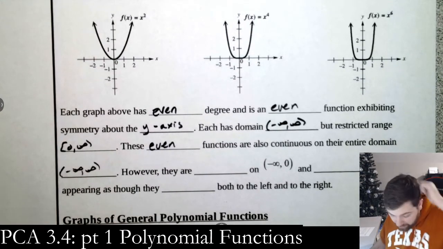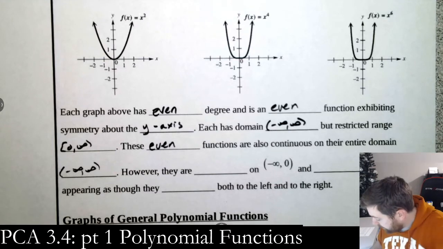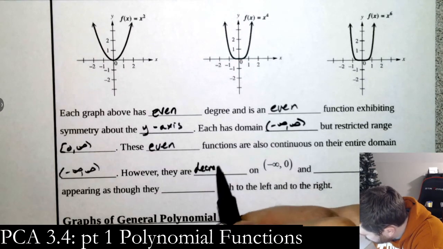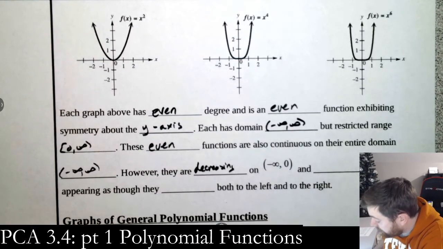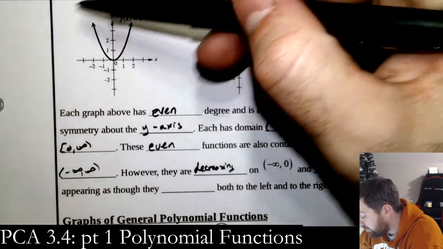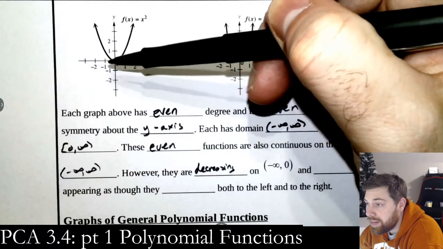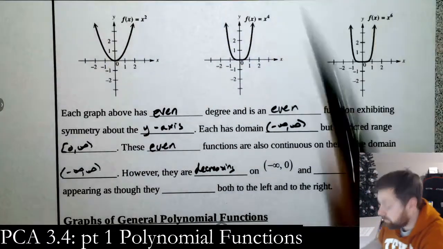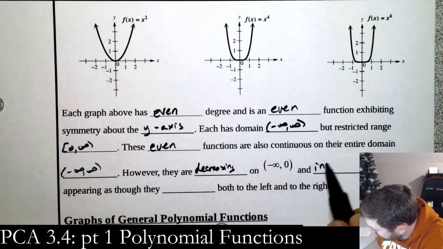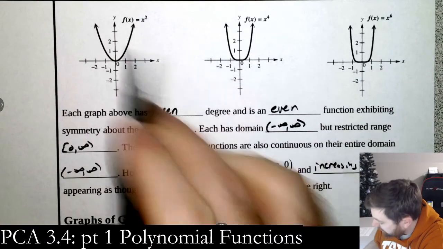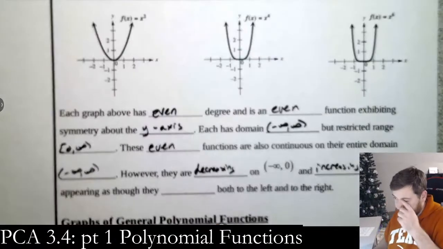However, they are decreasing. I don't know why, however, is the word they chose to use there. Decreasing from negative infinity to 0. So look at it. If I'm walking on that line from the negative infinity up to here, I'm walking downhill. And then at that turning point 0, I start to walk uphill. Okay? So they're increasing from here on out. Okay?